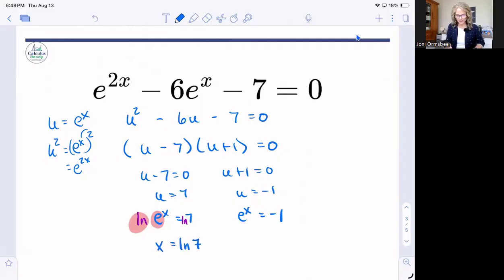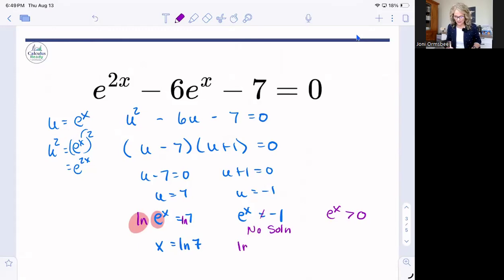Actually, we don't even need to do that here. There's a couple of things you can notice. e to the x, first of all, is always positive. So this doesn't make any sense. e to the x can't ever be negative 1. So you can say no solution.